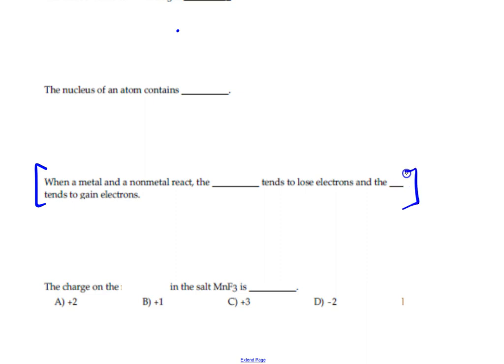Yeah, cringe. Okay. When a metal and a non-metal react, the blank is the loser. I've said this 20,000 times. Who's the loser? Metals. Good. And then the non-metals are the others. All right, here we go.